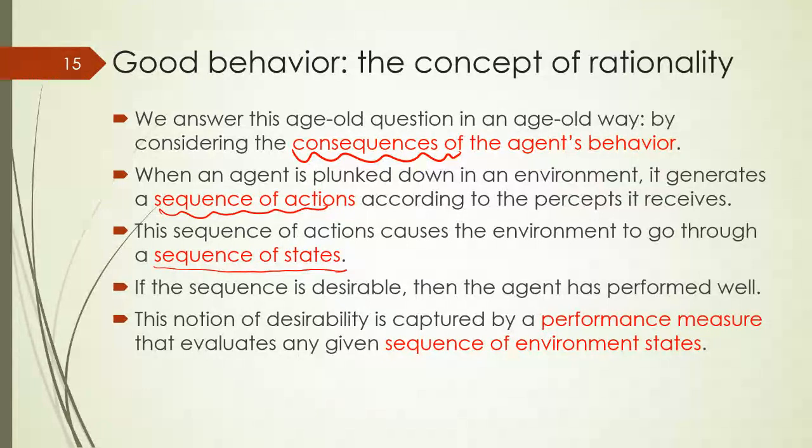We say our agent is rational, behaves well, when the consequences of its movement look better in the environment. If the sequence is desirable, if it's what we prefer to see, then the agent has performed well. So being desirable is what we want, and in this example, you can say, all right, I want my environment to be clean. So if this agent can keep it clean, I would say it's good behavior.